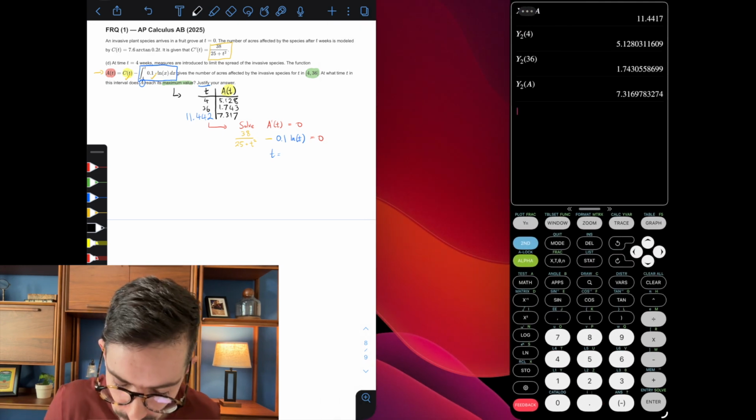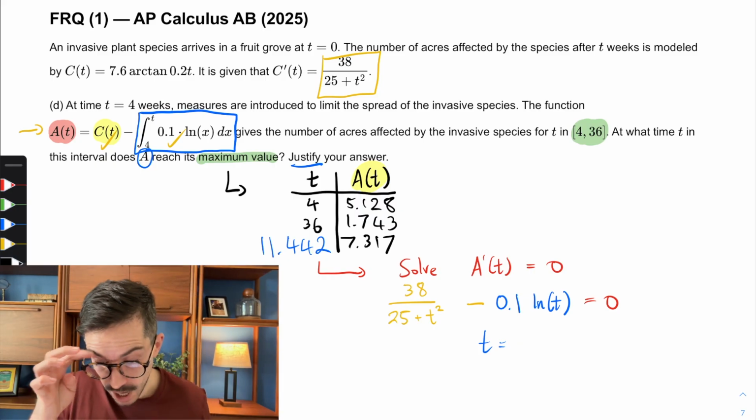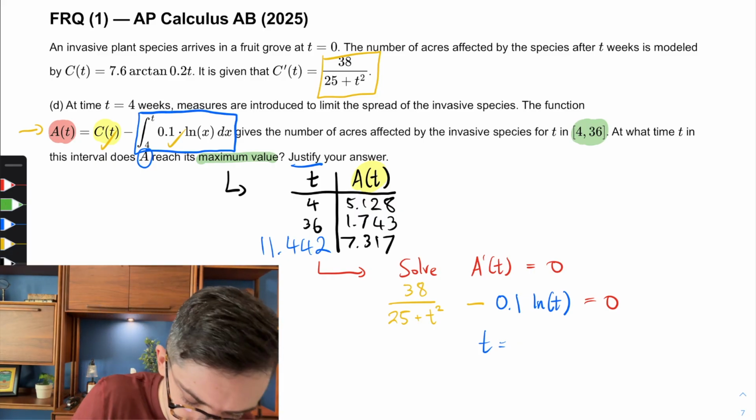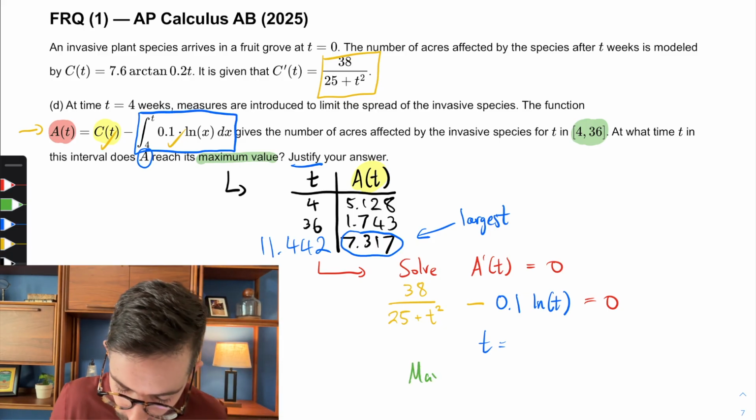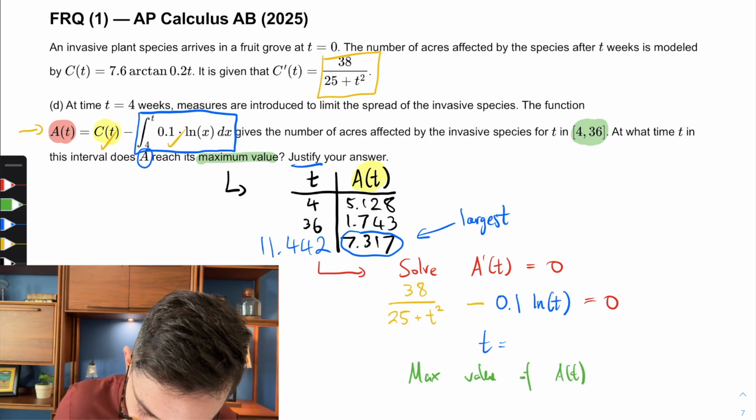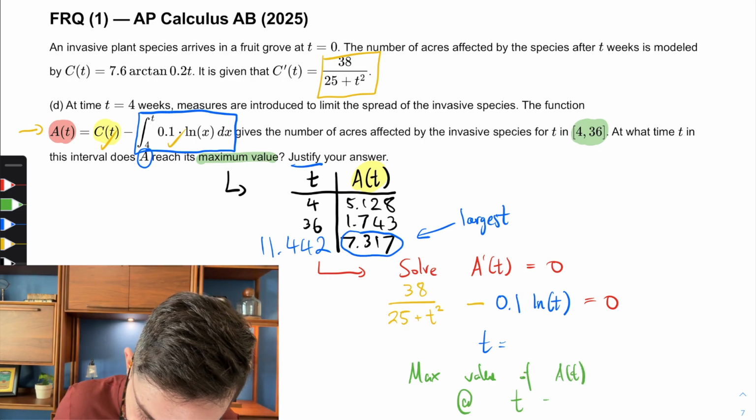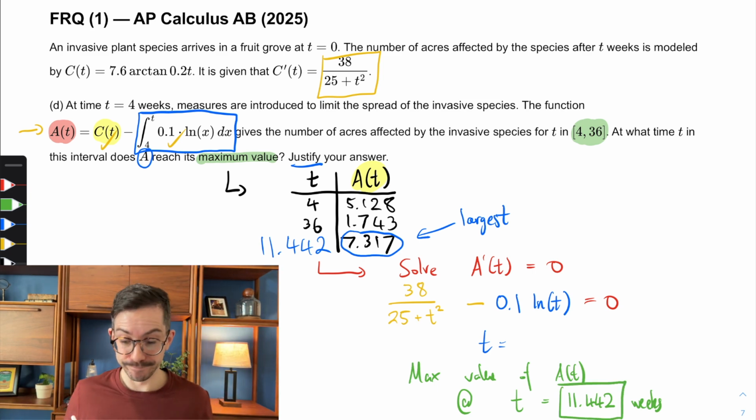Okay, done with calculator. Let's close that over. And now I just notice of those 3 values I figured out, 7.317 was the largest. So let's just write down our answer. The max value of a of t is at t equals 11.442 weeks from the table.